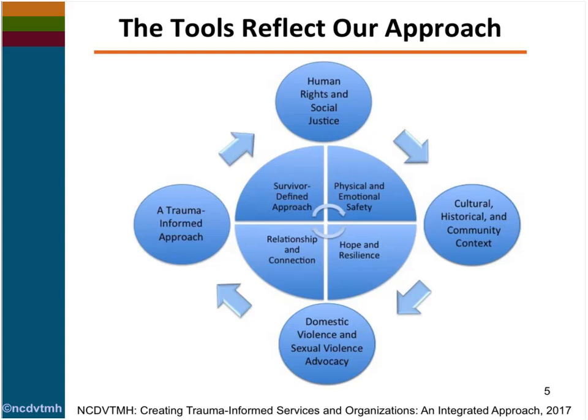So the additional parts of what we're going to talk about involve really being survivor-defined in our approach. So nothing happens unless survivors say, this is what I want to have happen. And we think about both physical and emotional safety. So again, our focus may be on physical safety, and what we know in light of how people are impacted by violence is that emotional safety is a huge part of what is at risk. And without attention to emotional safety, we can't think about how we support hope and resilience, and we can't honor relationship and connection as a way to make all of this work.